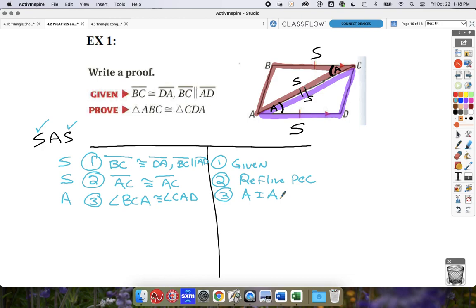And so even though it says ass backwards on the side of my proof, what order are they really in? SAS. So that's enough information to write triangle ABC is congruent to triangle CDA. And the shortcut I use to prove congruence is SAS.